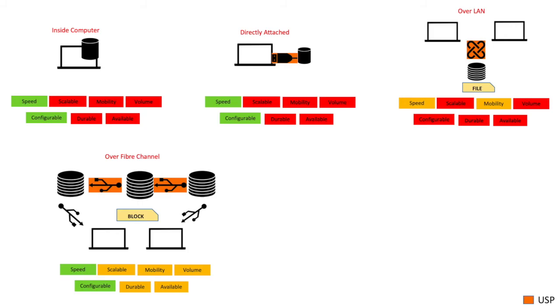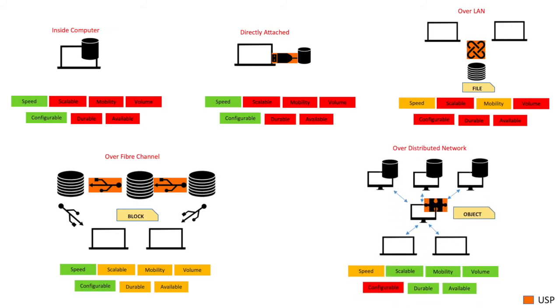Now, this is storage area network. The speed and configurable are good because it has block level abstraction, I already told you. Scalable, mobile, volume, durable, and available again are limited here. But let's talk about distributed network. This is object-based storage, except not being highly configurable because everything is abstracted from us. It has high scalability, mobility, volume, durable, and available. But in terms of speed, it is not that good.